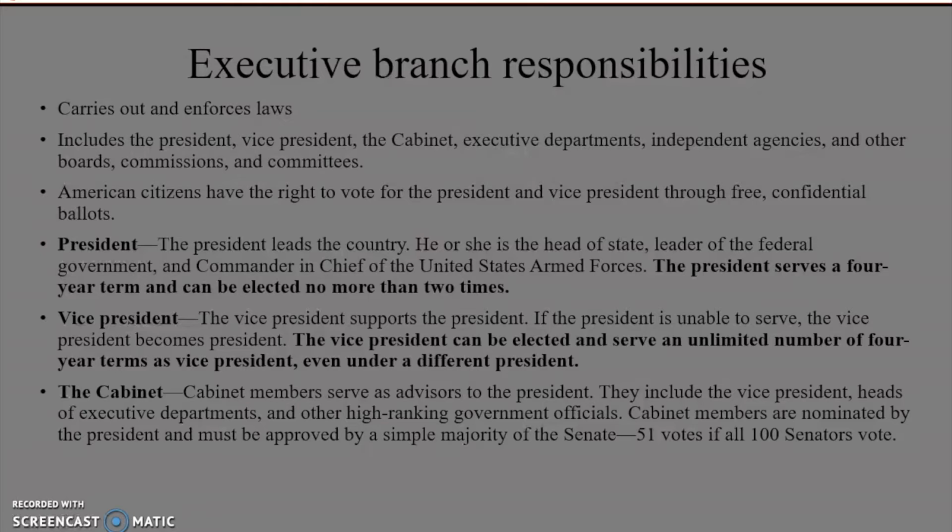They include the Vice President, heads of executive departments, and other high-ranking government officials. Cabinet members are nominated by the President and must be approved by a simple majority of the Senate, 51 votes if all 100 senators vote.